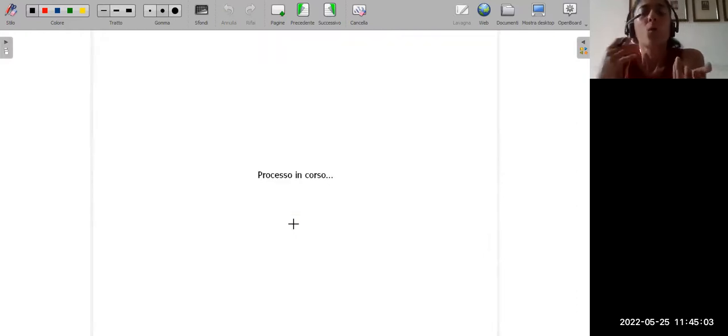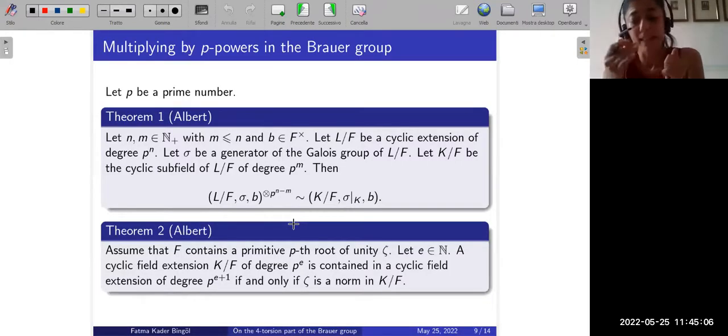about the necessary and sufficient condition for a cyclic field extension to be contained in a larger cyclic extension, for fields where you have a primitive p-th root of unity. So let me recall. Assume that F contains a primitive p-th root of unity, zeta, and let e be an integer. Then a cyclic field extension K over F of degree p to the power e is contained in a cyclic field extension of degree p to the power e plus 1 if and only if zeta, this primitive p-th root of unity, is a norm in your cyclic extension K over F.